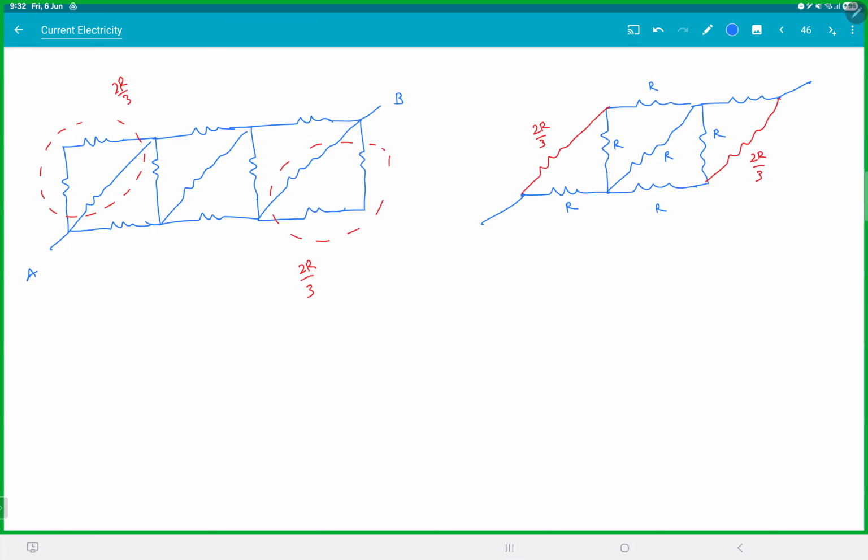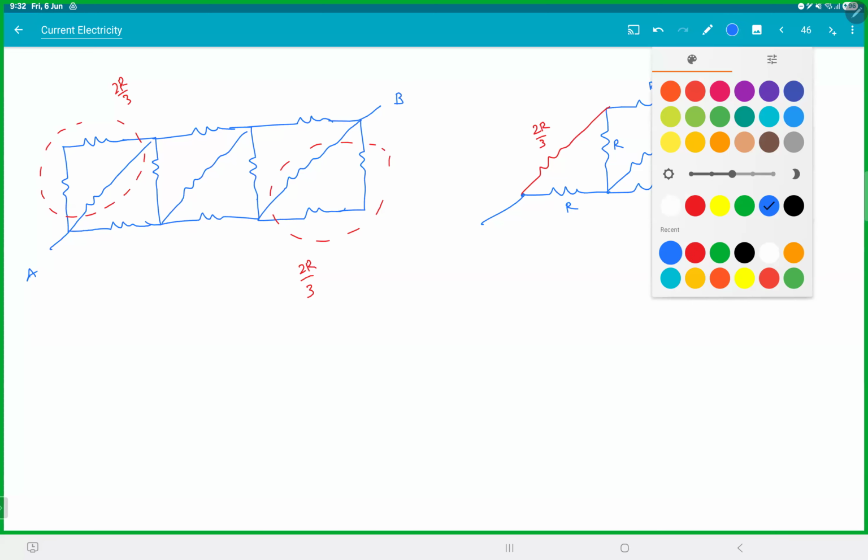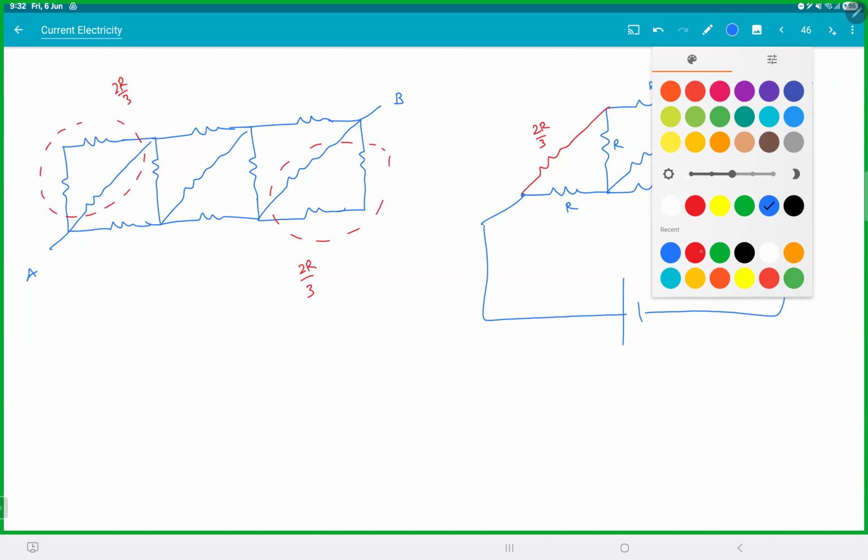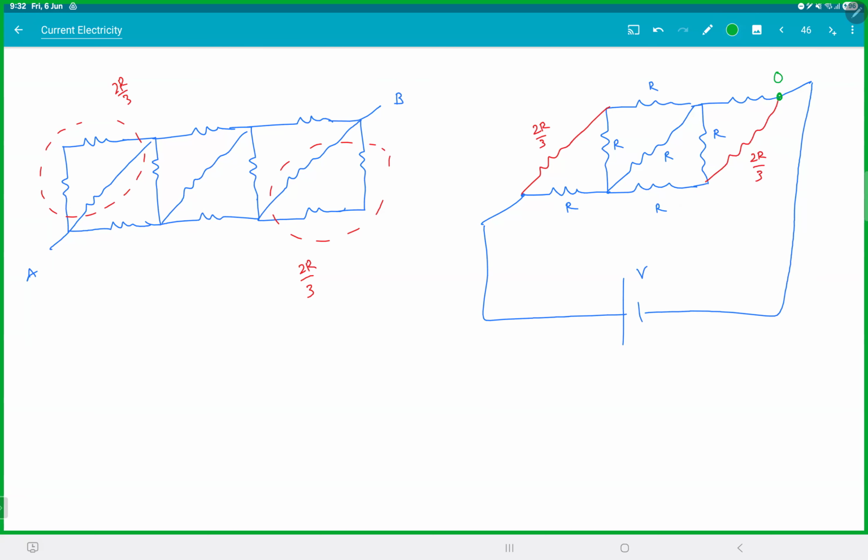Nothing is a Wheatstone bridge here. So if you connect a battery here, let this point be 0 and this point be V. If this point is X, now see, the current in this and this must be the same, because from the front and the back, it is the same circuit. If the current is the same, the potential difference is the same. What is the potential difference? V minus X.